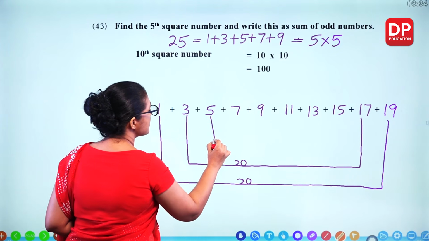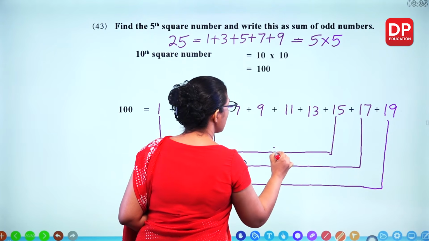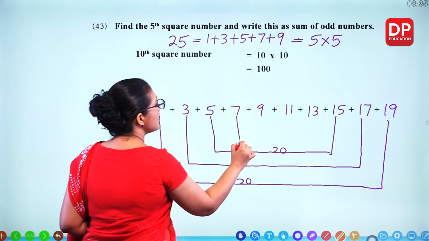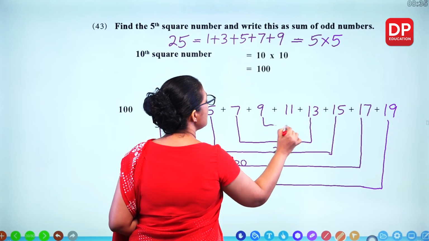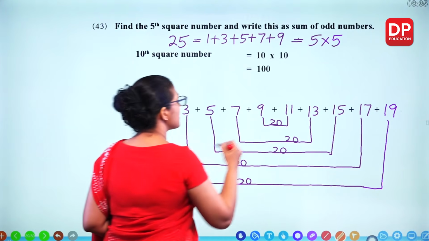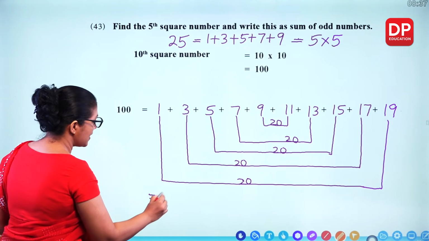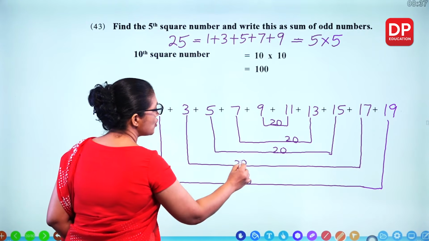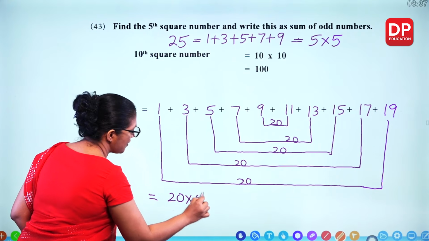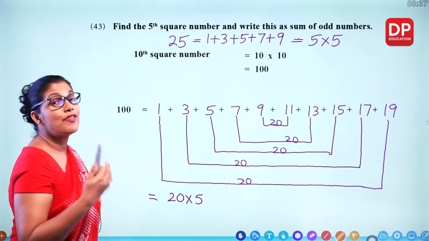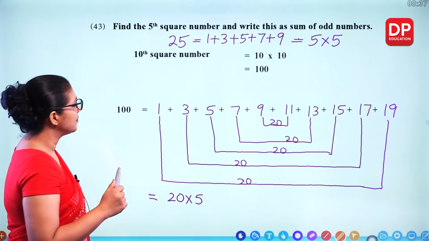5 plus 15, you get 20. 7 plus 13, 20, and 9 plus 11, 20. Now, what can you say about this one? We can say 25 times 1, 2, 3, 4, 5. So 20 times 5 is 100. So that's another way of identifying square numbers.